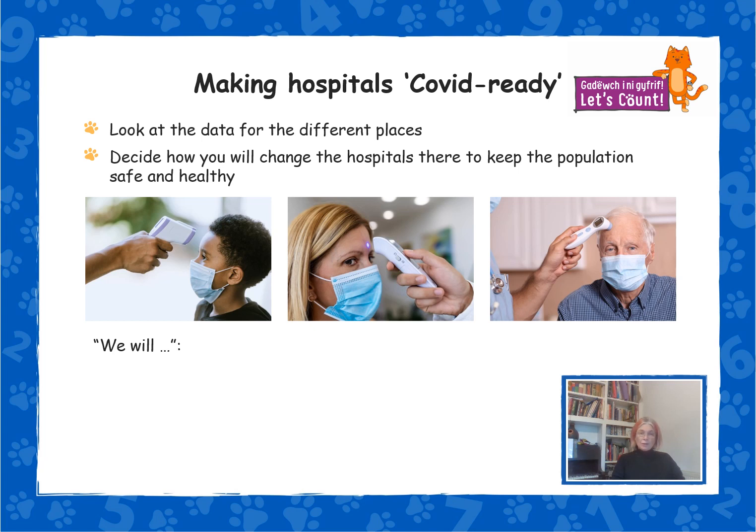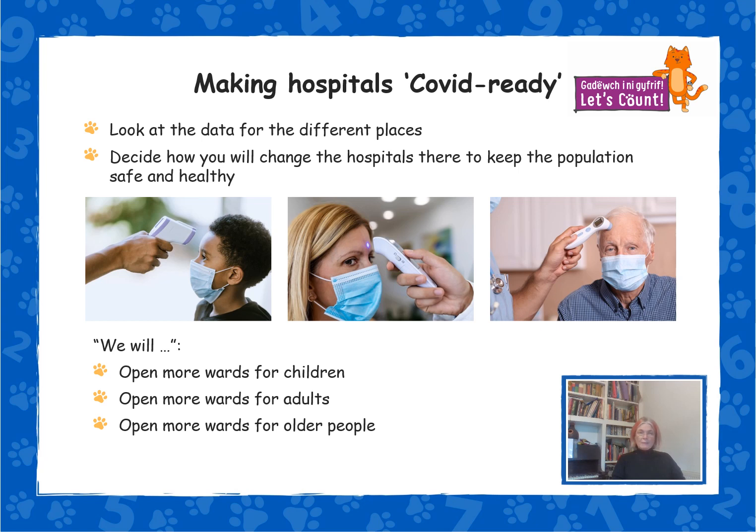You're going to have a look at the data for these different areas, and you're going to decide what the hospitals in those areas need to do in order that they are ready to treat their local populations. Now, you can't do all 3 things, so you need to use the data to decide on what the most important change is that you need to make. You need to decide on the priority, the most important thing that needs to be done.